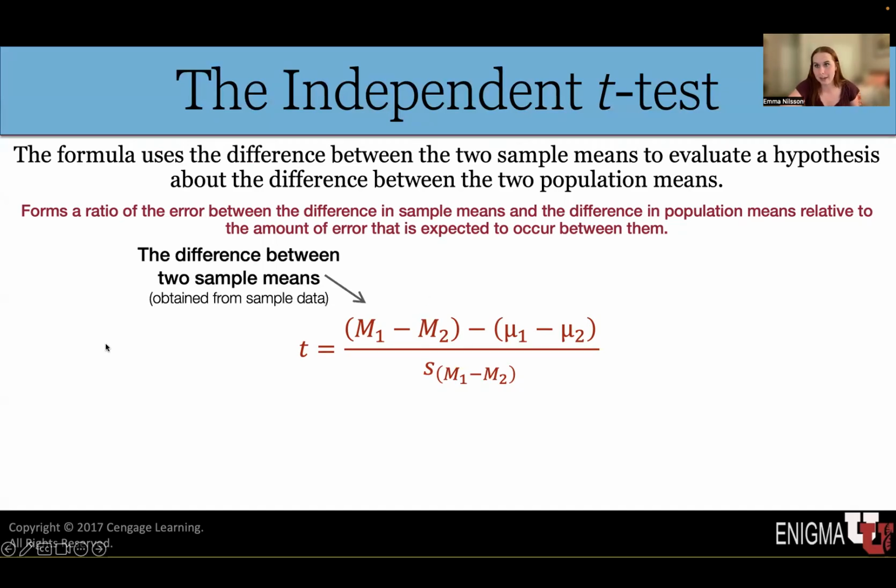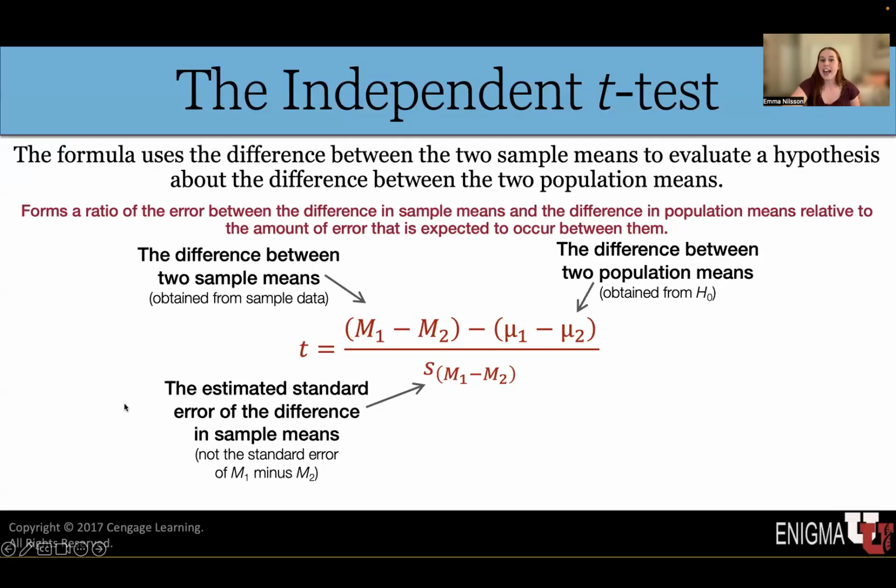So our formula, by extension, in the numerator has the difference between the two sample means, which we get from our sample data, and the difference between the two population means, which we get from the null hypothesis. And then you find the difference between those, the difference between the differences. And then the denominator is an estimated standard error of the difference in the sample means. It's not the standard error of sample 1 minus the standard error of sample 2. It is the standard error of the difference in sample means. Those parentheses are important.